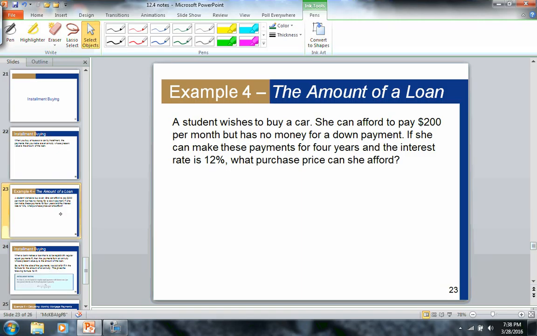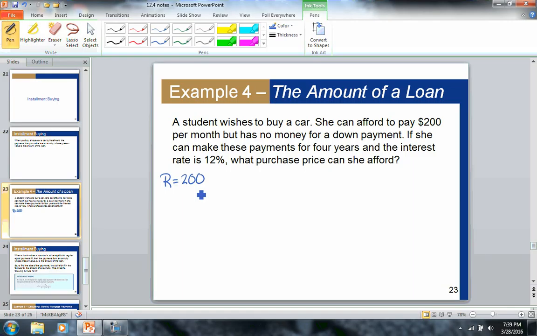For our example here, we're still going to be dealing with that A sub P, that present value equation. We're still looking for our interest, the number of payments, and that rent or R value. Here, a student wishes to buy a car. She can afford to pay $200 per month. That's the monthly amount she's able to make as a payment, so that's our R value, the rent.